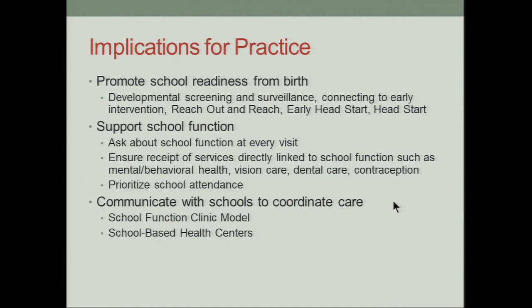Another model for integrating education and health systems is school-based health. And there are some really exciting things happening both nationally and locally in the Los Angeles Unified School District around this model that a number of folks here have also been working on.